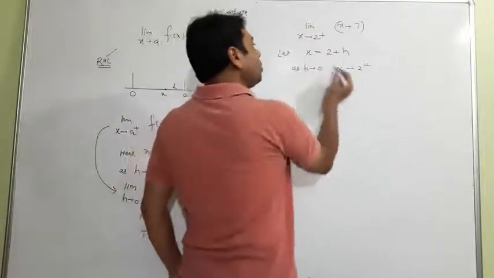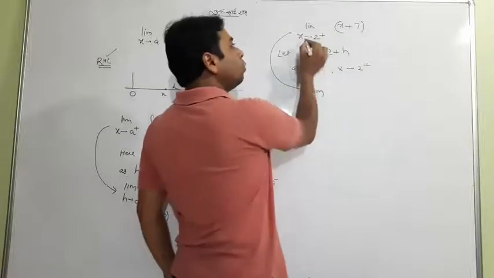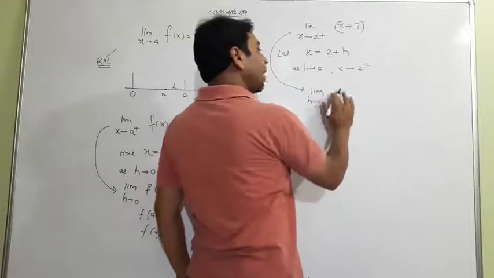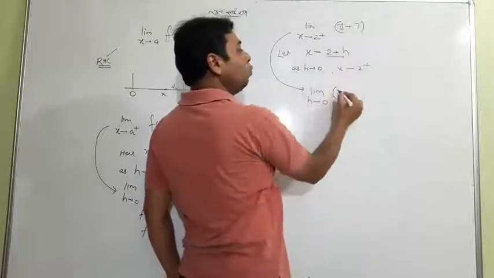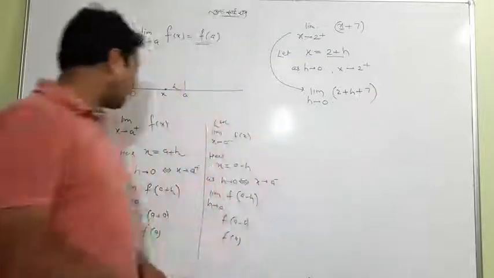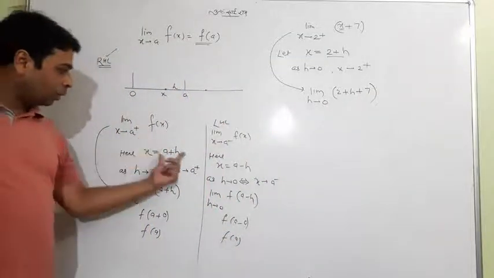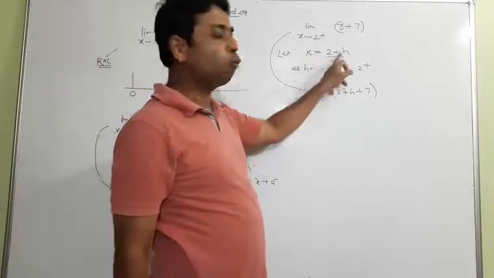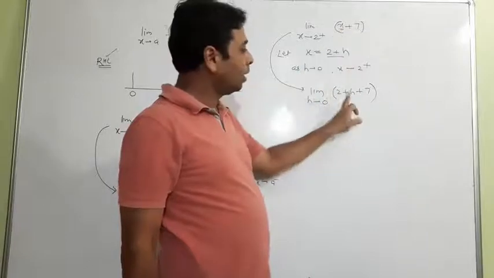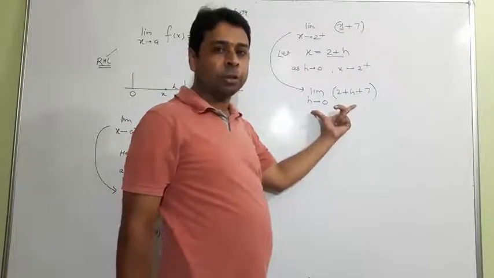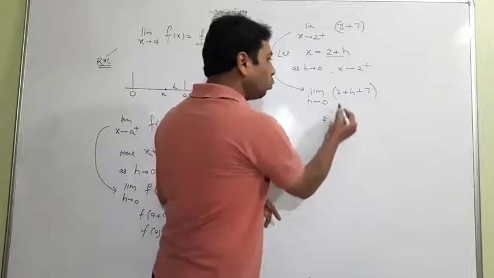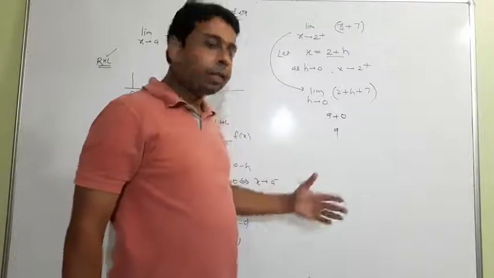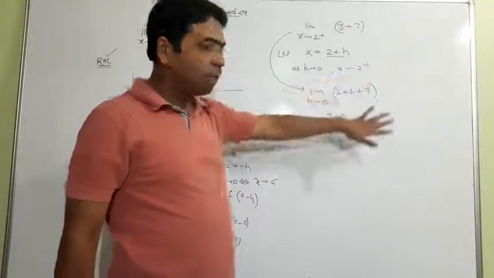When I have changed all this, it converts to limit x tends to 2 plus, as h tends to 0, and instead of x, I will write 2 plus h plus 7. Earlier we had x equal to a plus h, and similarly now x is equal to 2 plus h. The whole function is now turned into h. Now you can put h tends to 0 here. So 2 plus 7 is 9, plus 0, the answer is 9.